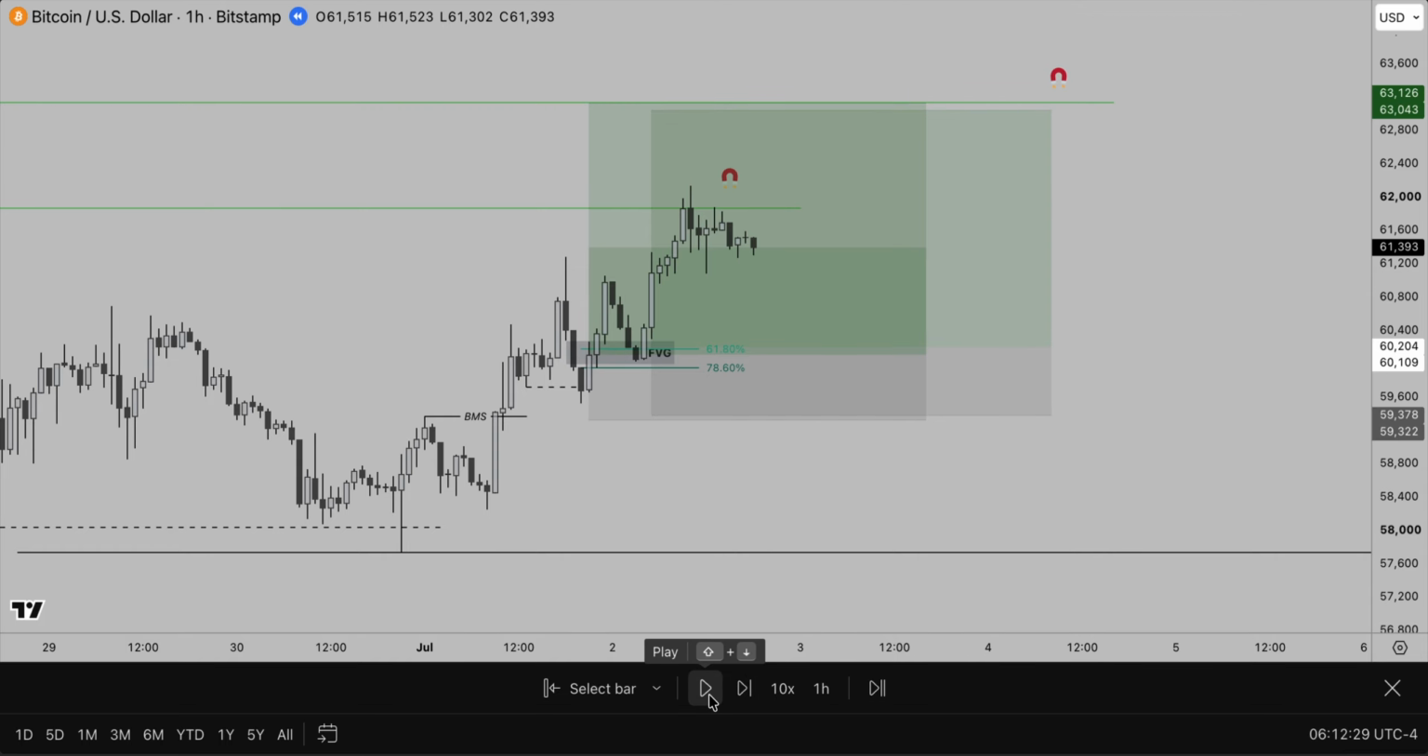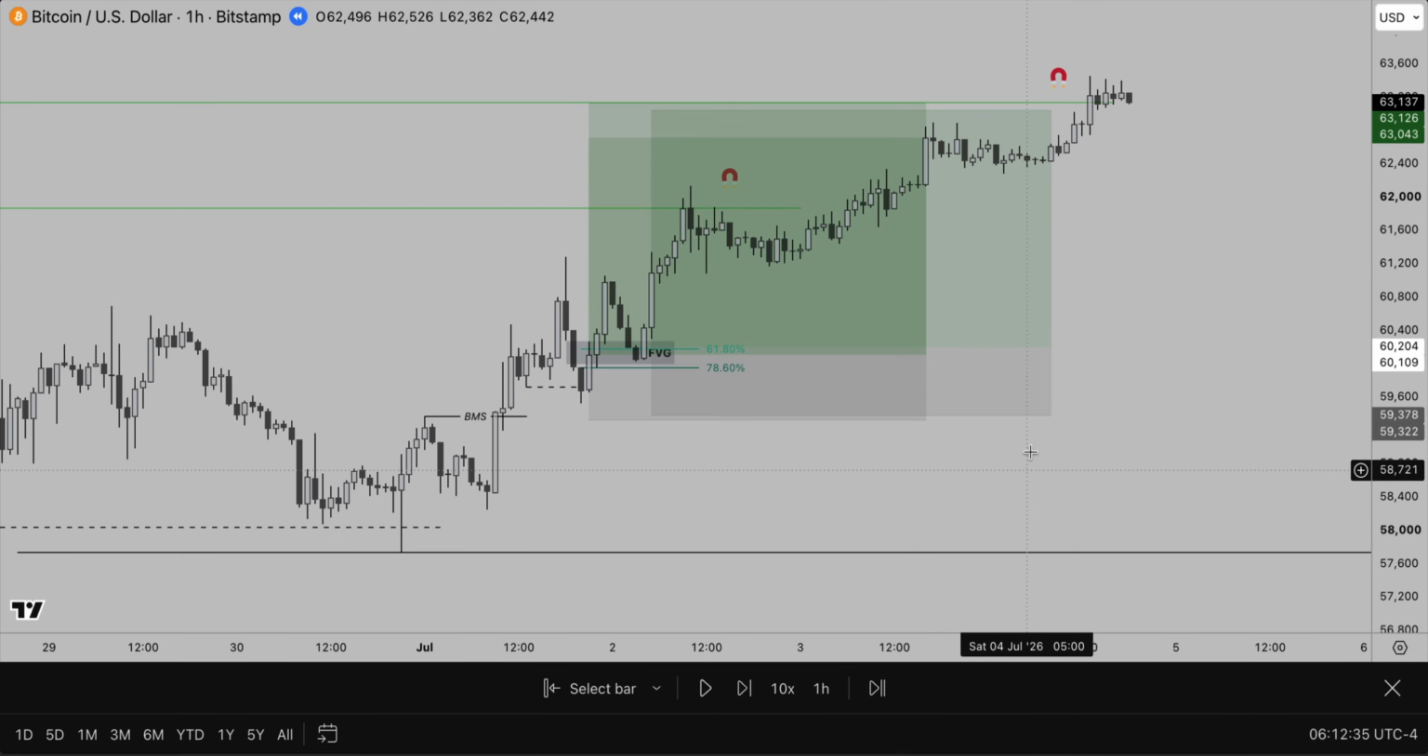So let's see how that plays out. And there we have it. Price takes out both target areas down here. So what did I learn from this week? A good setup taken is worth infinitely more than a perfect setup missed.